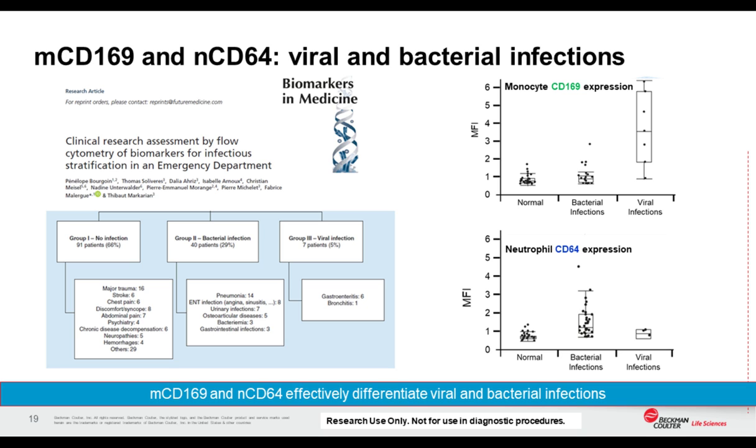Analysis of a cohort of 138 patients entering the emergency department of the La Hospital, Marseille, France, showed that the quantitation of the two biomarkers by flow cytometry, the MFI value, as shown in the y-axis, was effective in differentiating bacterial and viral infections, as can be seen in the plots. The cohorts had a wide range of bacterial and viral diseases. Thus, these markers can be used as generic markers of bacterial and viral infections.